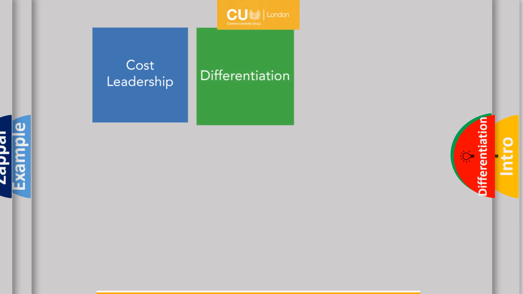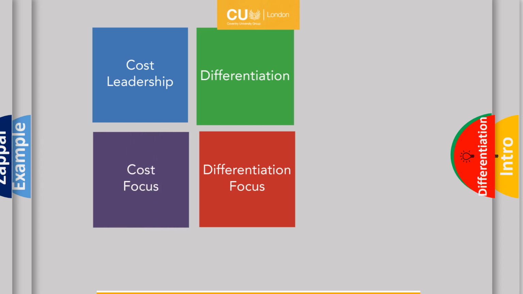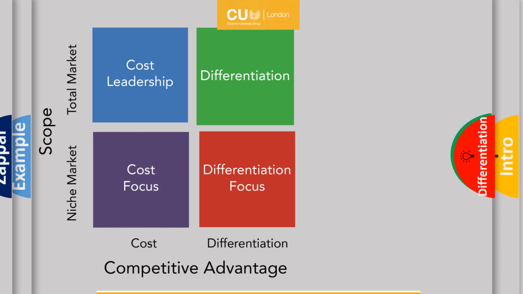So we know that Michael Porter said that you should adopt either a cost leadership or differentiation approach, and the third approach is going to be a focus approach. And what Michael Porter is saying here is that you can adopt either a focus approach within cost leadership or a focus approach within your differentiation strategies. So you get a cost focused approach or a differentiation focused approach.